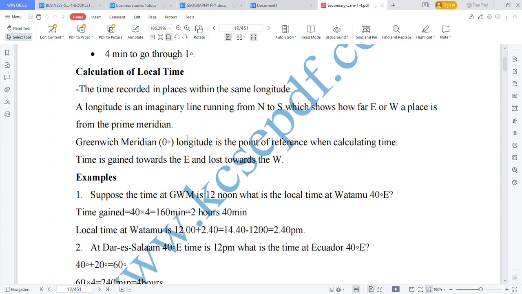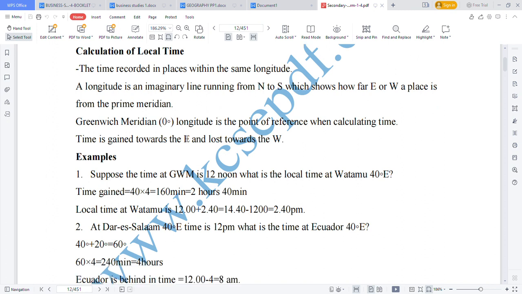We have calculations of the local time, the time recorded in a place within the same longitude. So what is a longitude? A longitude is an imaginary line running from north to south, which shows how far east or west a place is from the prime meridian.